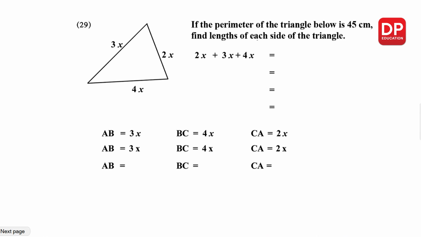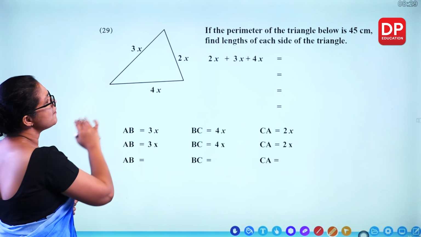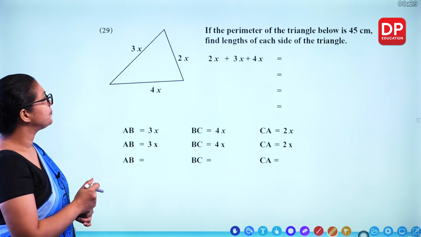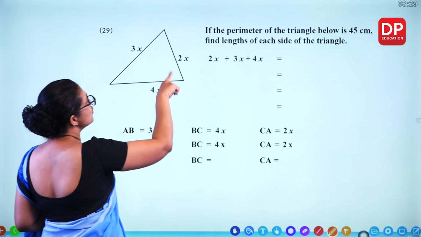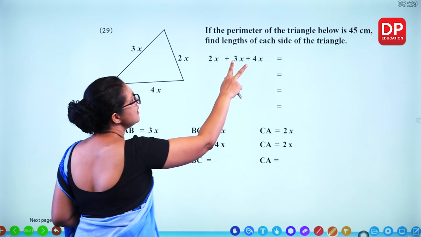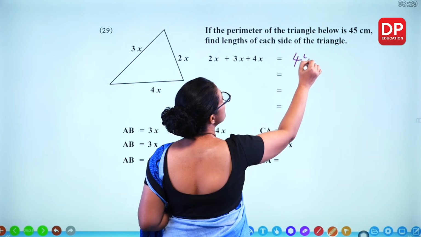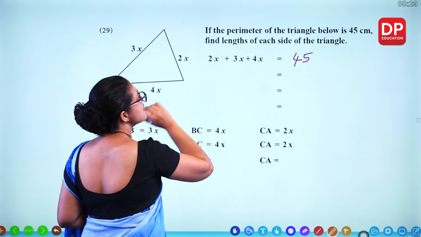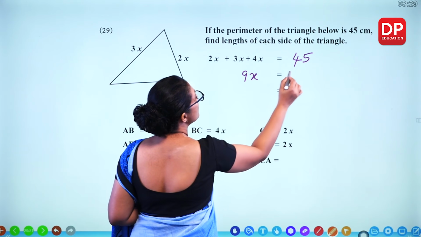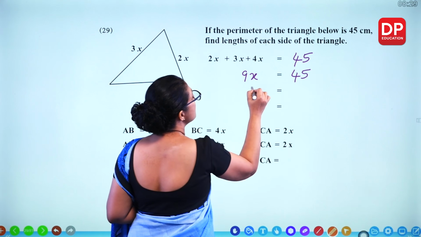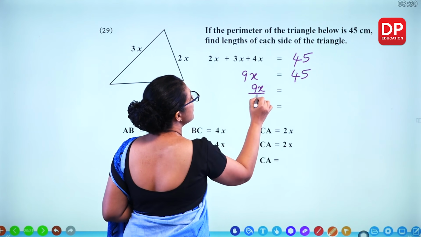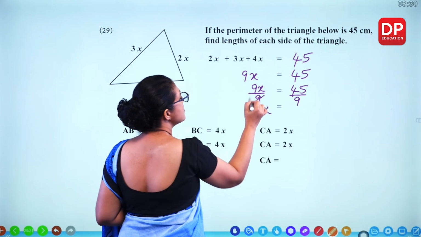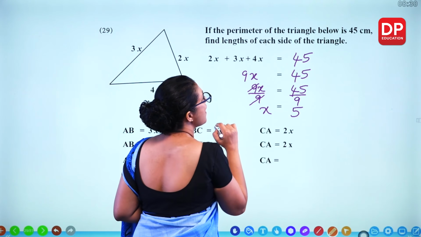If the perimeter of the triangle below is 45 centimeters, find lengths of each side of the triangle. 3x, 2x, 4x. What's the addition? That's the perimeter. That's 45. Like terms add. 4 plus 2, 6. 6 plus 3, 9x equals 45. Divide by 9. You can find out x. So, x is equal to 5.